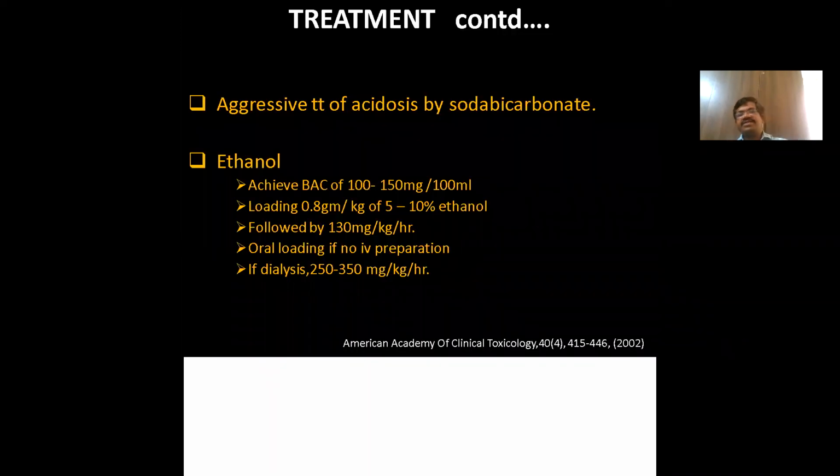Then aggressive treatment of acidosis by sodium bicarbonate can also be given. Ethanol is also one of the most common treatments in methanol poisoning. So achieve a blood alcohol concentration of under 200 mg per 100 ml. Loading is 0.8 gram per kg of 5 to 10% ethanol, followed by 130 mg/kg per hour, or oral loading if no IV preparation is there. If dialysis is there, 250 to 350 mg per kg per hour of ethanol has to be administered.